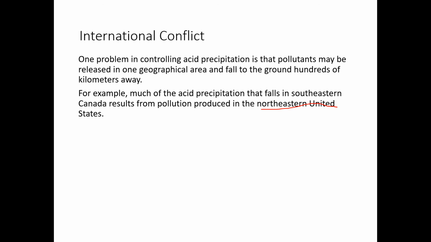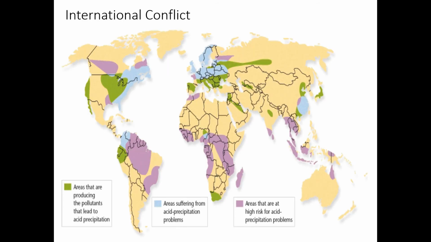As opposed to something like smog, where you're the one producing the smog, it's directly affecting you. But if the acid rain is going somewhere else, you don't really worry about it as much. And this is a map showing in green the areas that are primarily producing the pollutants that lead to acid rain, and in blue the areas that are mostly feeling the consequences of it. And then purple is those areas of the world that are at a significant risk for acid precipitation.